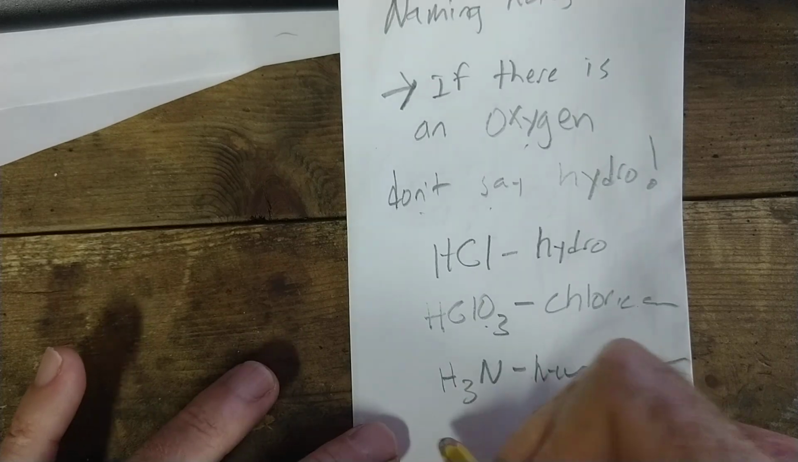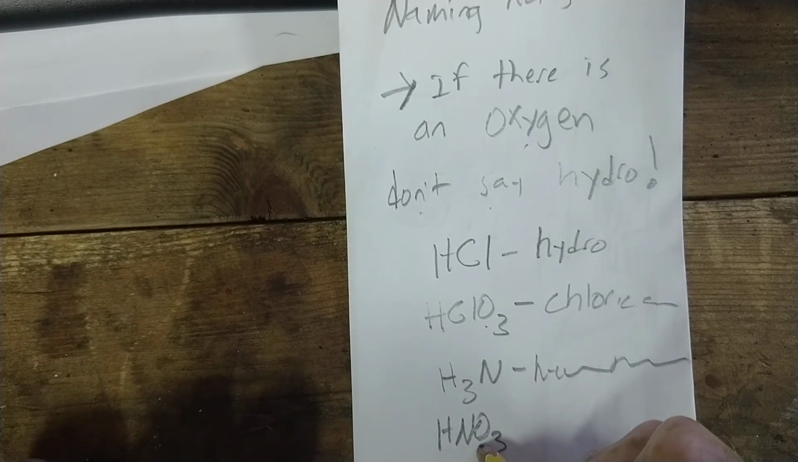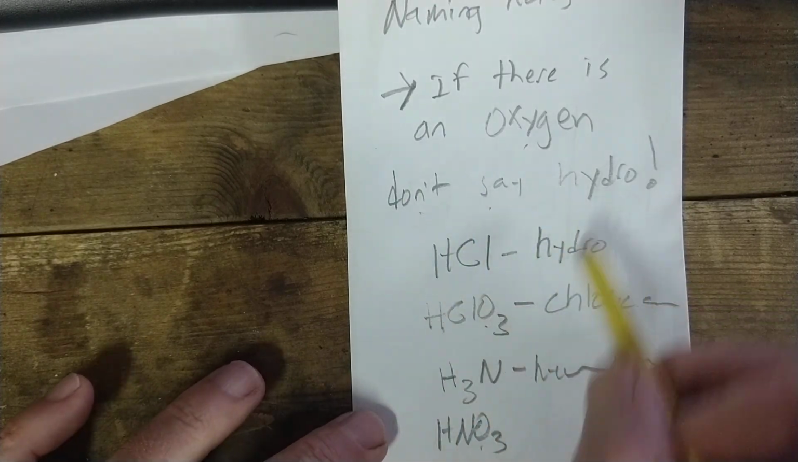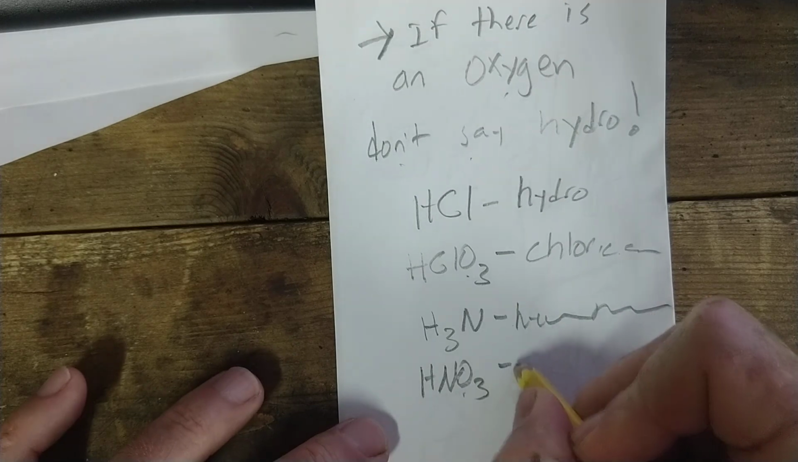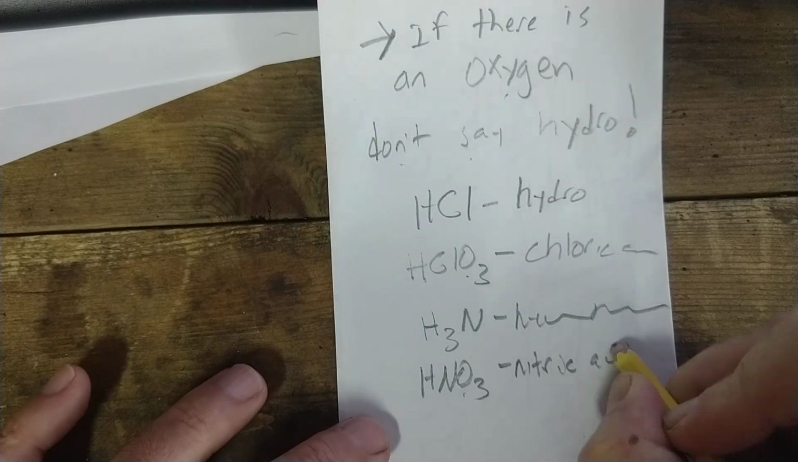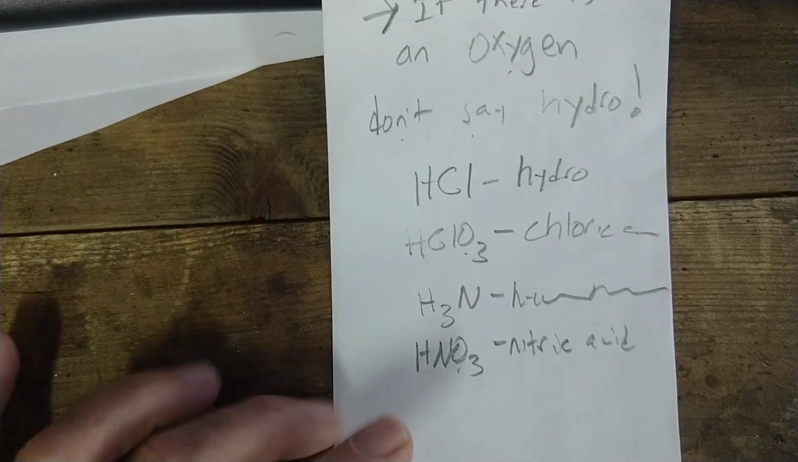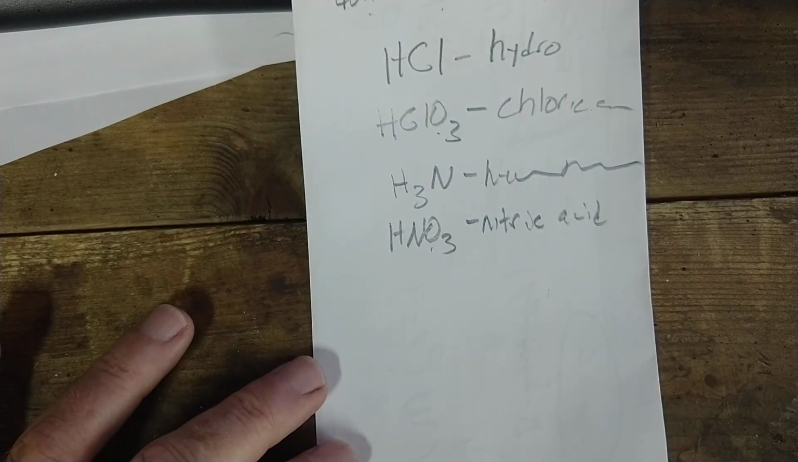hydronitric acid. But what if we had HNO3? See, there's an O there. Since there's an O there, you don't say hydro. So that's just called nitric acid. Okay, now there's a couple of other little rules, but we're not going to cover them right now. I'm going to ask you 3 of these, and then you'll be done.